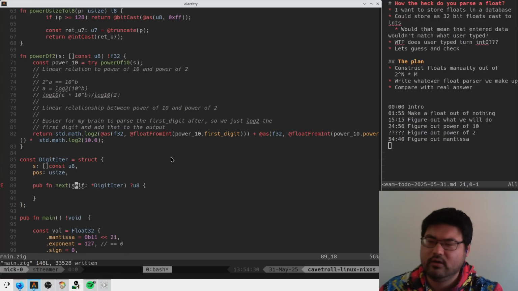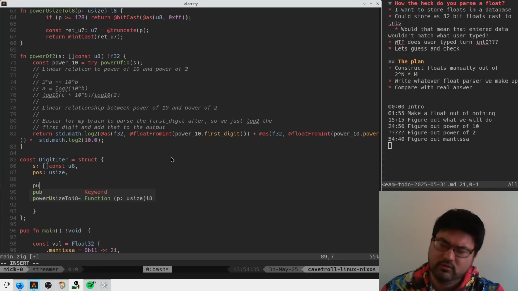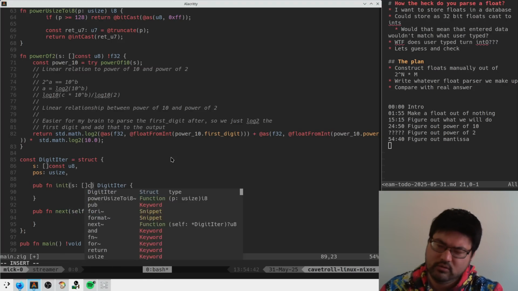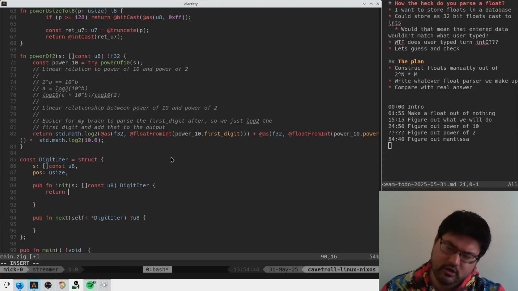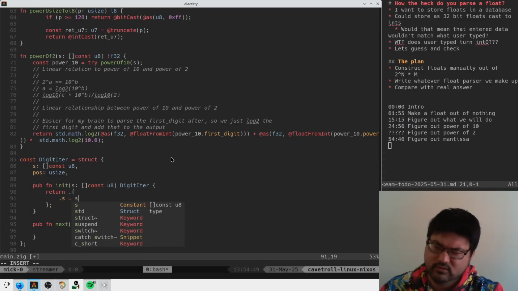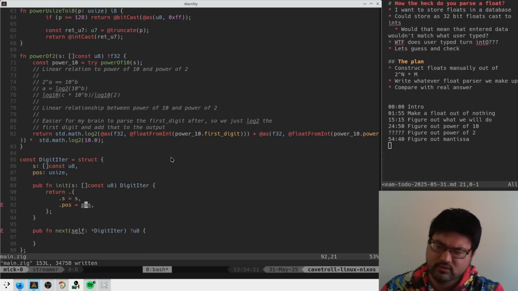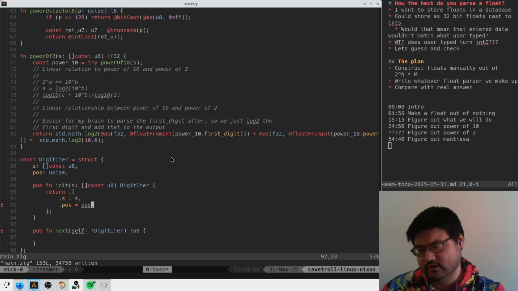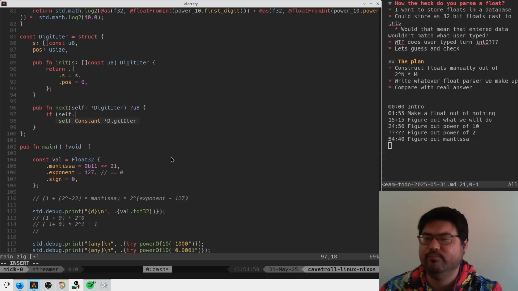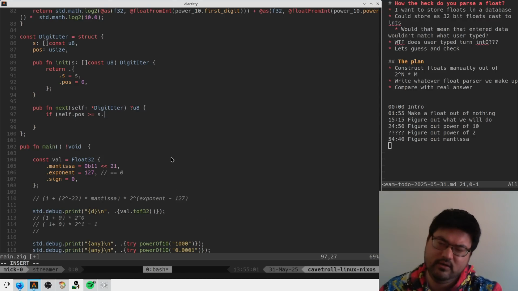And this is just going to be 0 off the bat. So we're going to take in some string. And we're going to return S is S, and position is 0. Cool. Then I guess if position is greater than or equals S len, we return null, we're done.